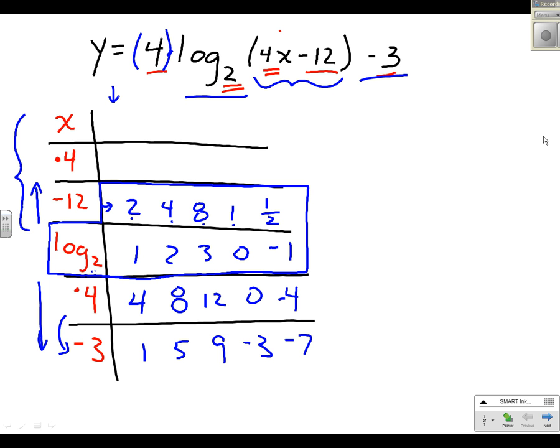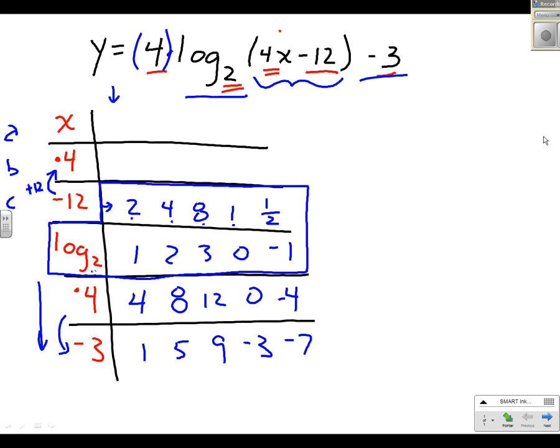If I call these row A, B, C here, give myself a little bit of room. To get from A to B, I multiply by 4. To get from B to C, I subtract 12. If I subtract 12 going down, in order to go back up, I need to add 12.